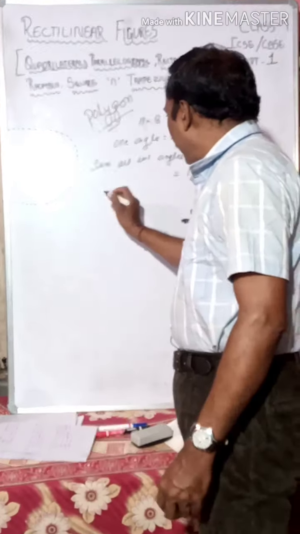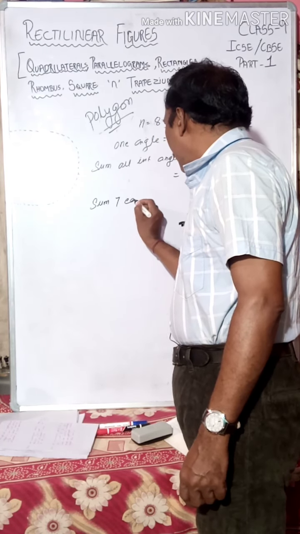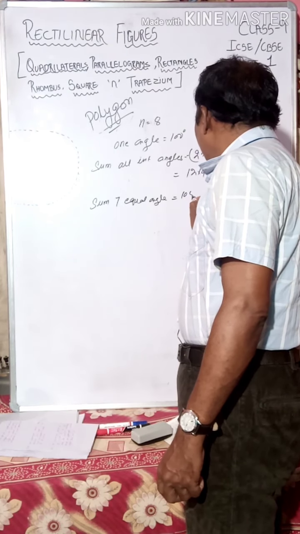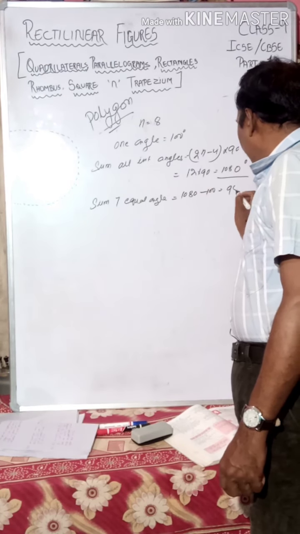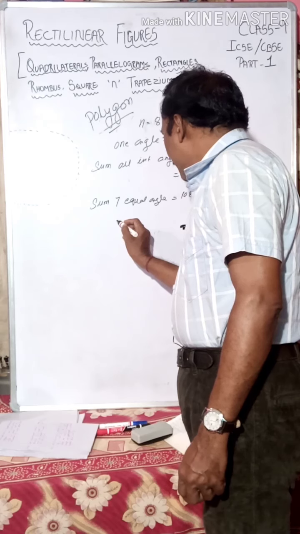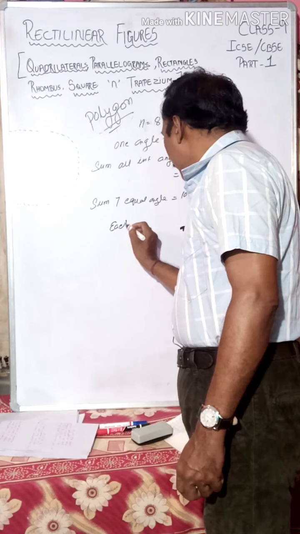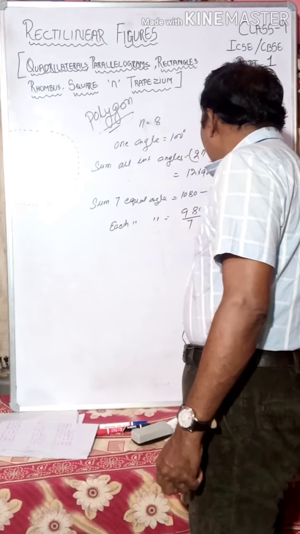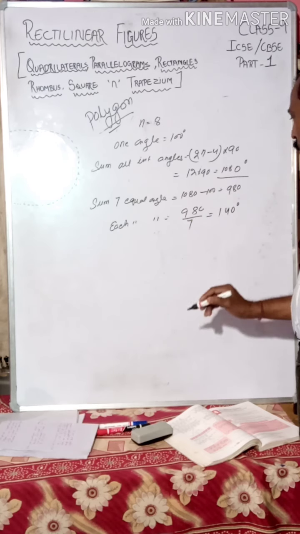So one angle is 100 degrees, so the sum of the 7 equal angles is equal to 1080 minus 100, that is equal to 980. Then each equal angle is equal to 980 upon 7, that is 140 degrees.